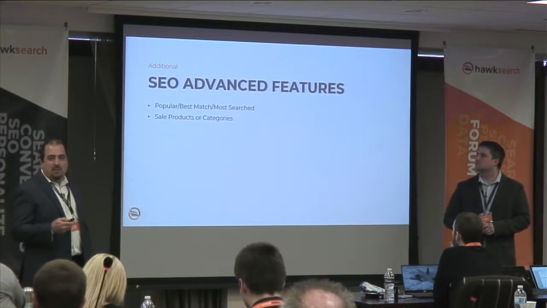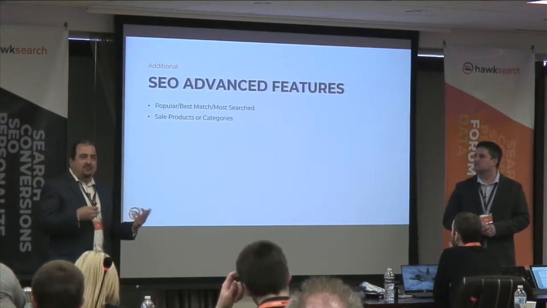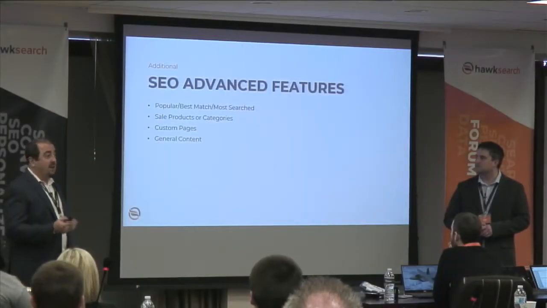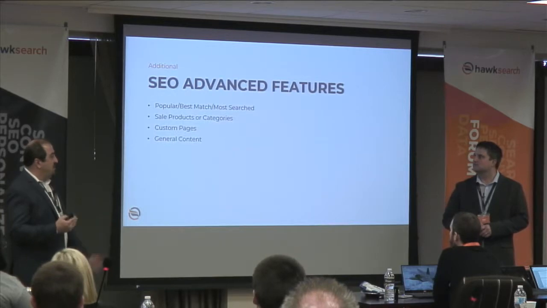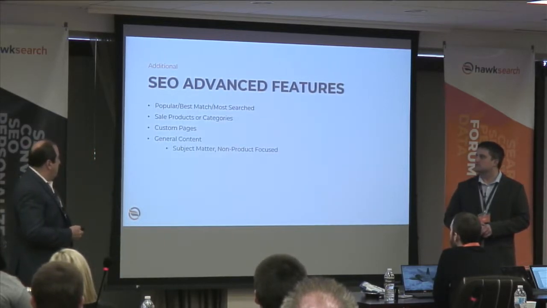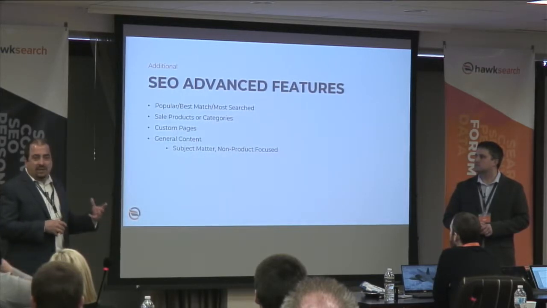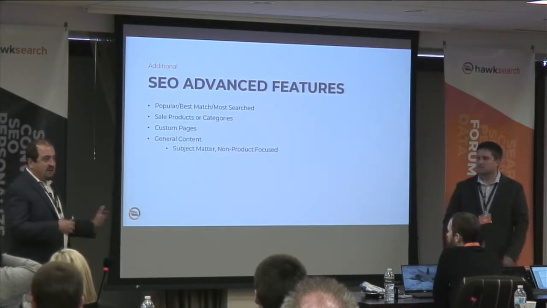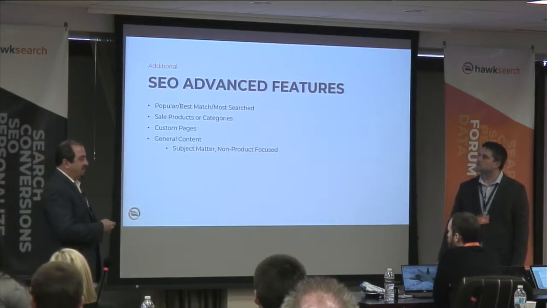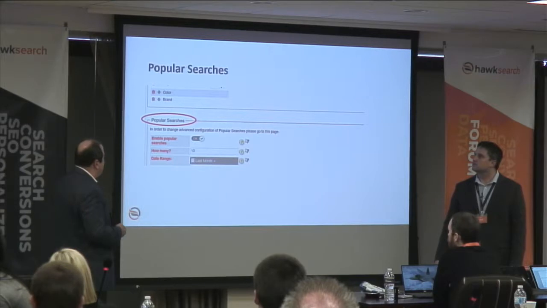Okay, so some other advanced features to talk about. Popular searches that happen on the page. What happens on your site, and then how does that happen and transpire into what Google's doing? And if you're doing sale products or categories, custom pages, or even general content, these are all ways in how you can use the system and the tool to get better search out of it. And it doesn't have to be content, it doesn't have to be like a product. It can be just subject matter. It can have other definitions to make that work for you. And I think there's some great examples of that if you're looking for it. But most of them are going to be in the product-based side.